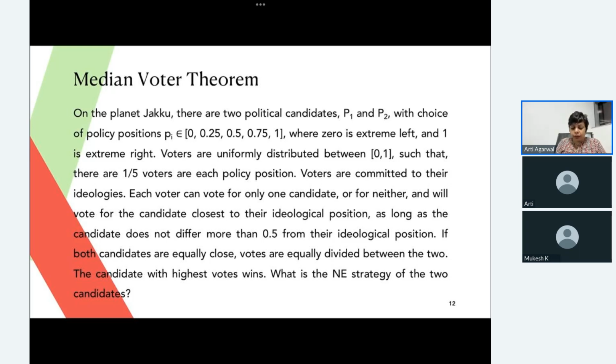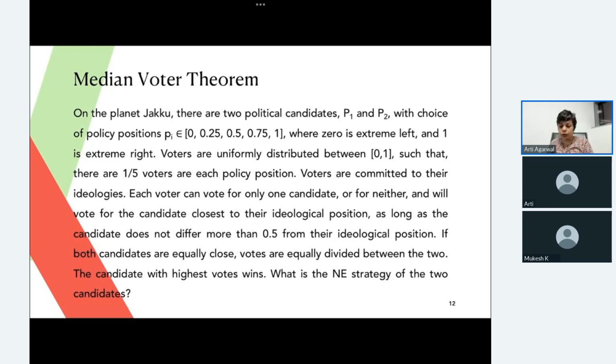We are assuming that there are 5 policy positions, right? 0, quarter, half, 3/4, and 1. And we are assuming that all the voters on Jakku are divided up into these 5 positions. So there's 1/5 of voters at each position. You can assume that each of these positions has 1/5 voters.